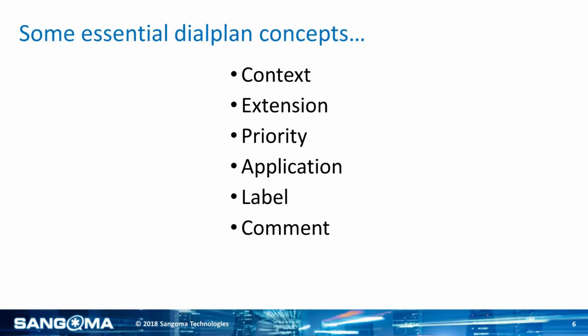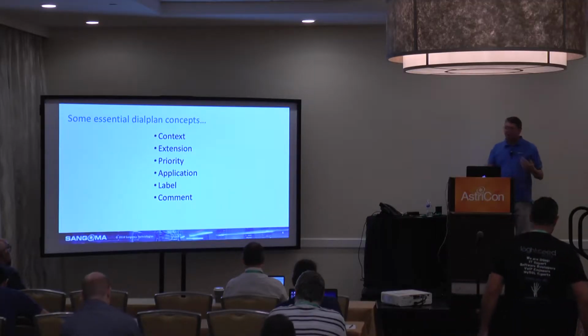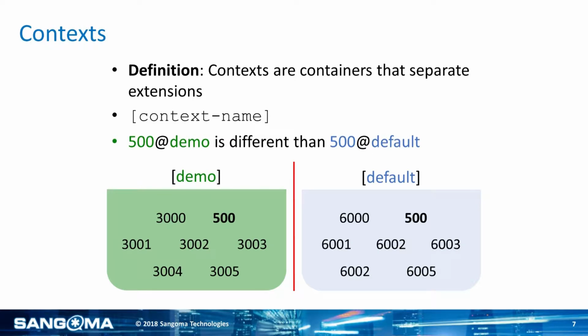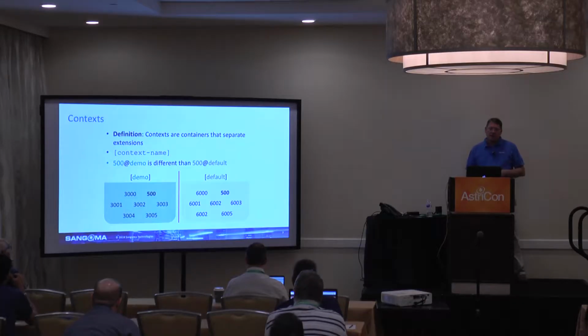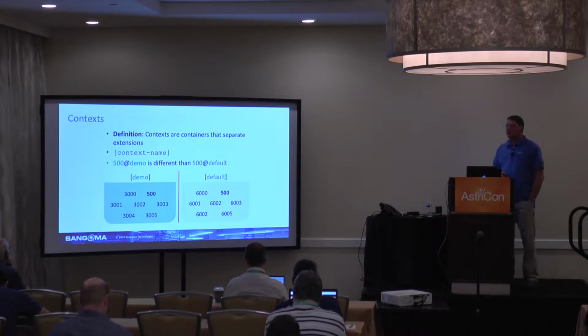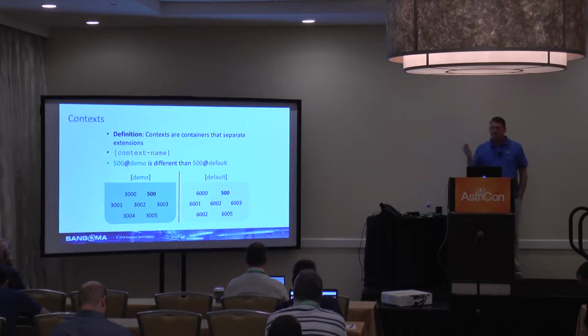So some of the essential concepts of the Dialplan are context, extensions, priorities, applications, labels, and comments, and we'll walk through each of these and describe what each of these are. A context is essentially a container of extensions. In this example down here, we have two different contexts, which are in the square brackets. We have demo and default, and you'll note that there's a 500 in each of those. Those are actually different extensions because they're in their own context. So you can have the same extension in different contexts and they can do different things. And we'll see a sample of that shortly.